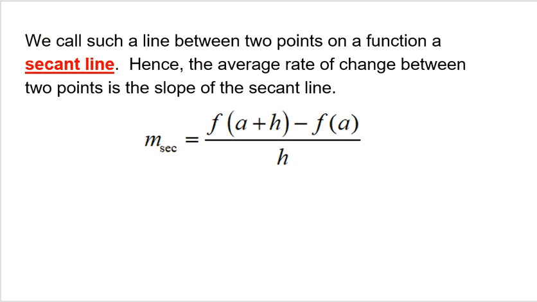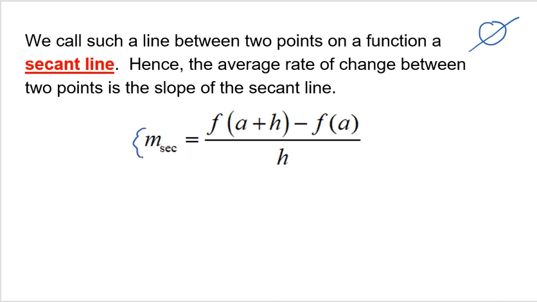Now, we call such a line between 2 points on a function a secant line. Just to kind of connect, this does not connect to secant from trigonometry. This is secant actually from circles back in geometry. If you remember, a line that crosses a circle twice is known as a secant line. So that's kind of where we get the name from. So a line that passes through a function at 2 points is called a secant line.